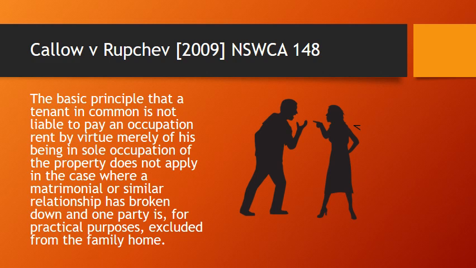So here's a basic statement from that Kello and Lupchev case. The basic principle that a tenant in common is not liable to pay an occupation rent by virtue merely of his being in sole occupation of the property does not apply in the case where a matrimonial or similar relationship has broken down and one party is, for practical purposes, excluded from the family home. So this is a set of circumstances that will apply, provided that evidence can show that the relationship has broken down to such a point that it wouldn't be reasonable to assume that they could go back in and live in the property.